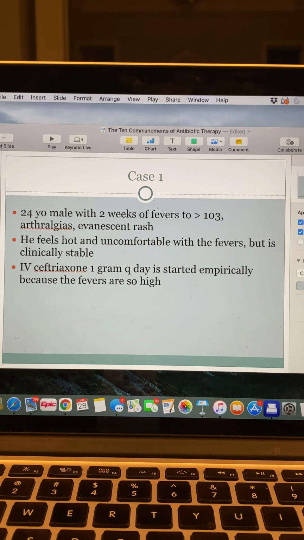Case 1 is a 24-year-old male with fever, arthralgia, and rash. This has been going on for 2 weeks. He feels uncomfortable. So we start IV ceftriaxone. Now, is that the right thing to do? Starting antibiotic just because he has a fever?